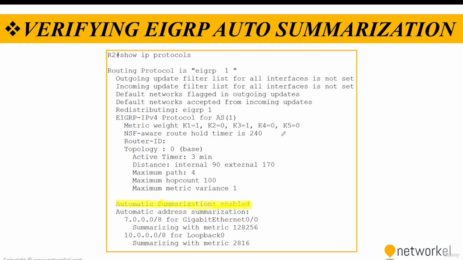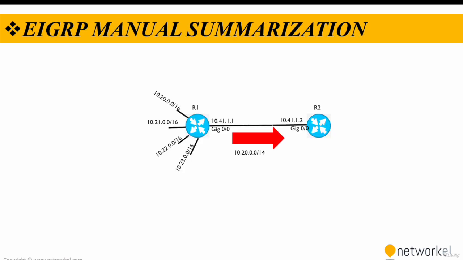So how I am verifying if my EIGRP router is performing auto summarization or not is by using the show ip protocols command, and you will be able to see there's a section for automatic summarization and it will be showing if it is enabled or not.